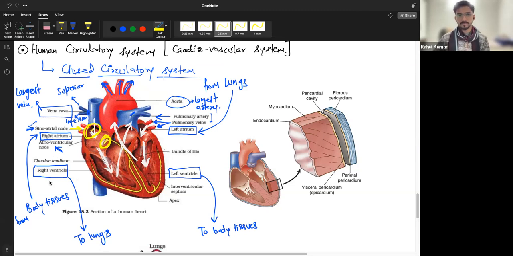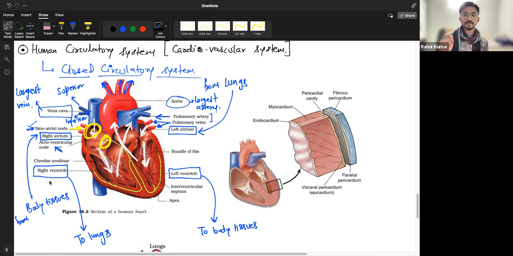What are these two nodes? As the name suggests, sinoatrial node. This node is some specialized heart tissue, heart cells that make the heart contract. How does the heart contract? Heart beats, it contracts and relaxes. It keeps doing it throughout your life.